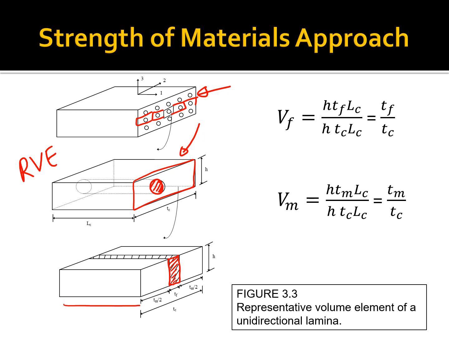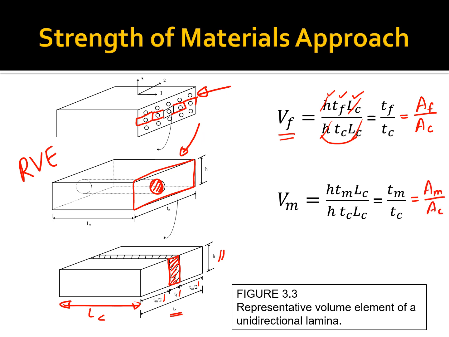Some terminology: this is the length of the composite, that's the thickness of the composite, that's the height of the composite. This is the thickness of the fiber, and the thickness of the matrix is distributed on the two sides. So the volume fraction of the fibers is equal to the height times the thickness of the fiber multiplied by the length of the composite, divided by the volume of the composite itself. H and H cancel, LC and LC cancel, and you get TF by TC. In fact, you get the same as AF by AC, the fraction of the areas, and you get AM by AC here.